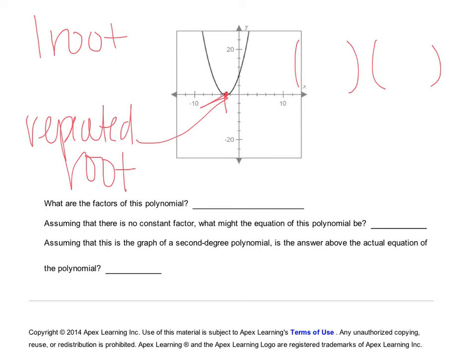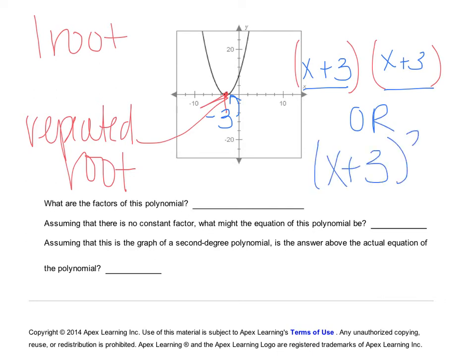So this root is at -3. That's what this value is right there, we can tell because it's between 2 and 4. That means our factorization is x plus 3 times x plus 3. Notice these two have to be the same. Or we could also write this as x plus 3 squared. That would be another way to write this factorization. And this is going to be true of any polynomial or any graph where it only touches the x-axis once. This is the way the factorization has to look.